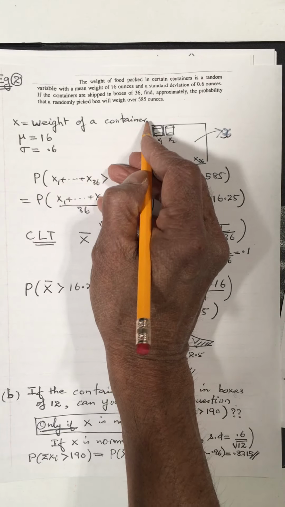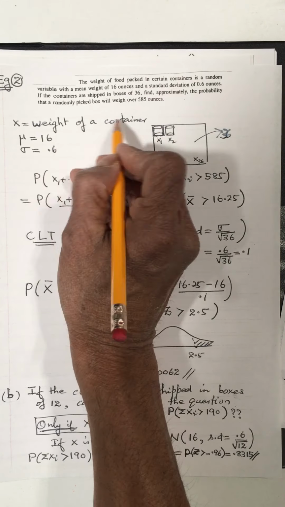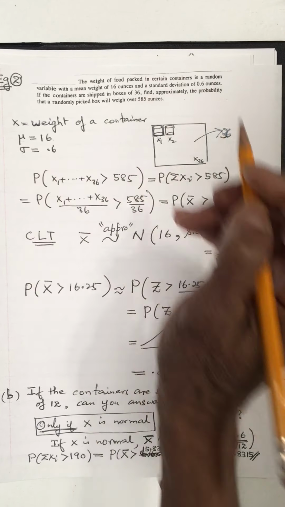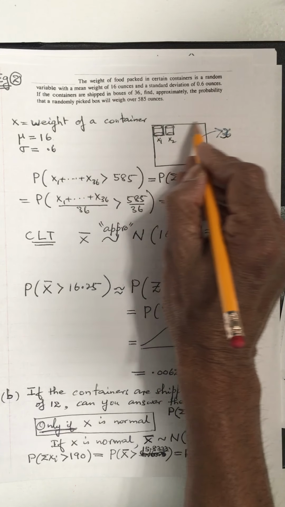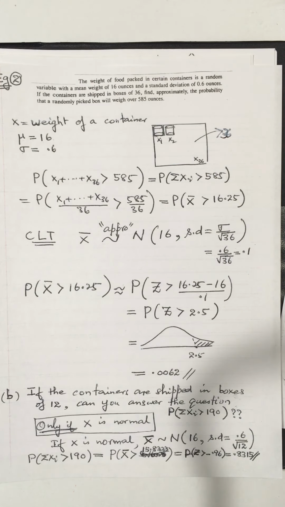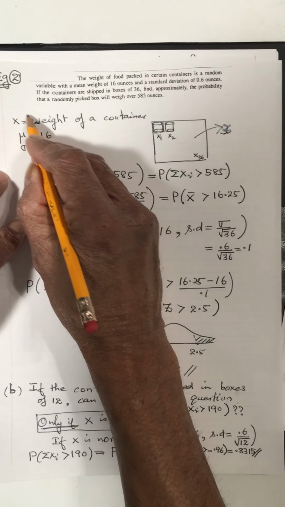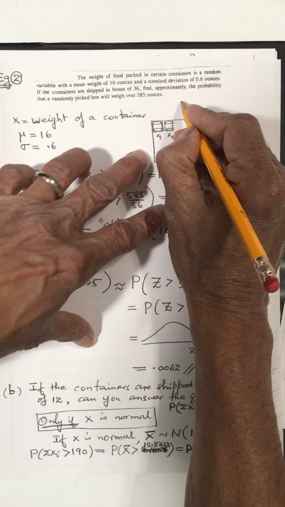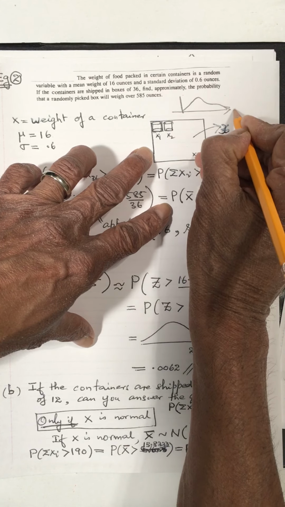So in other words, this is like a small container, like a soda can or something like that, okay? So the weight of each container is 16 ounces on average. The mean of that is going to be 16 ounces and the standard deviation is 0.6. But they're packed in a big box. Each box has 36 cans in it. According to this question, you do not know the distribution of x, even though you know the mean and the standard deviation. So the distribution of x could be something like that.